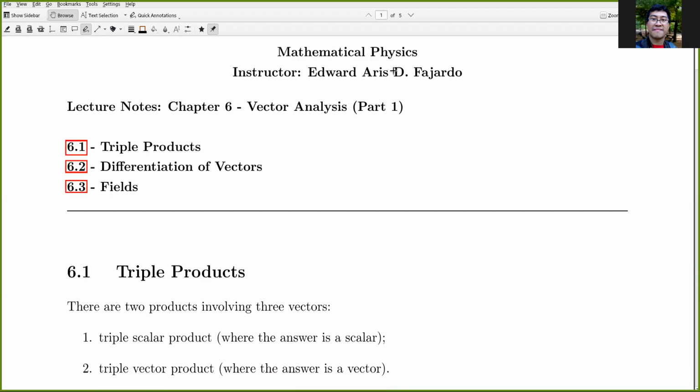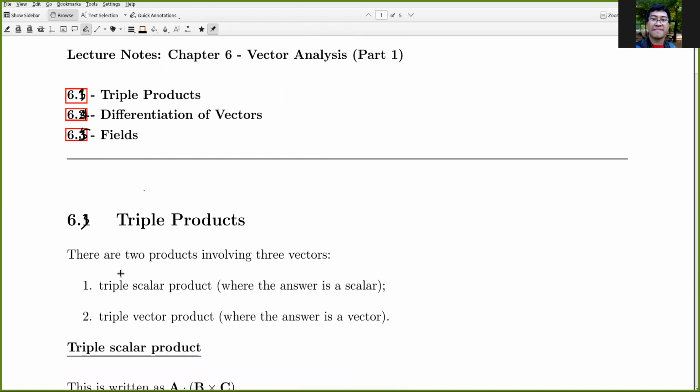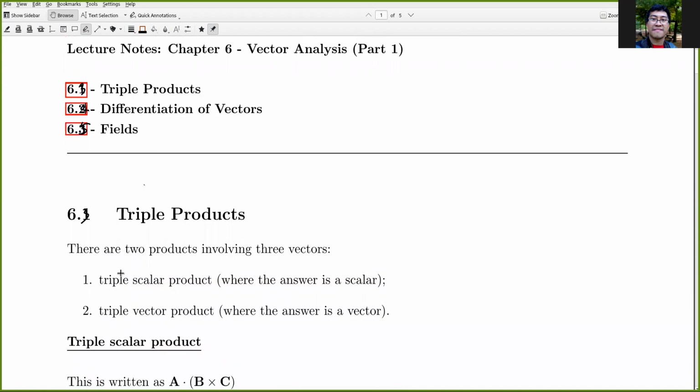Today, let's start our discussion with sections 3, 4, and 5. So this is section 3 of chapter 6. So let's talk first about triple products and then differentiation of vectors and a little bit about fields.